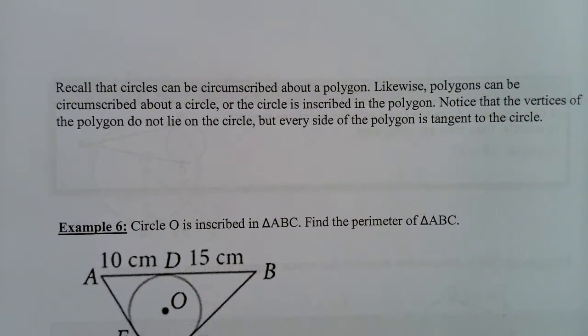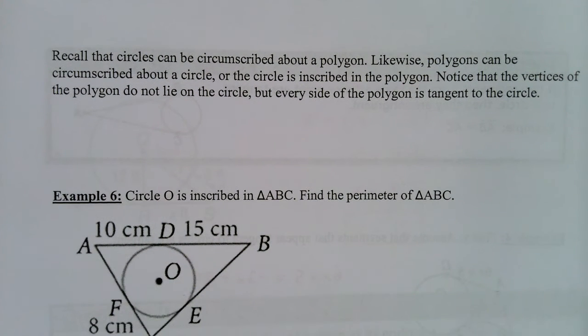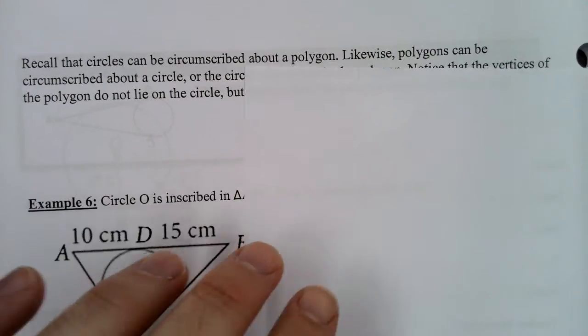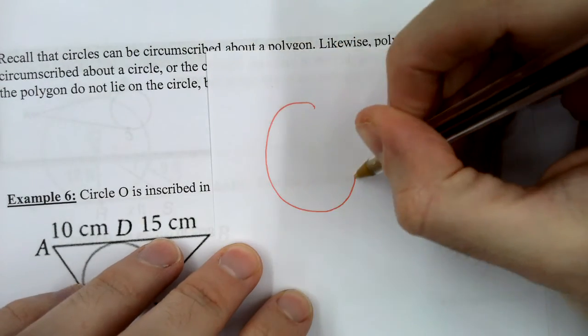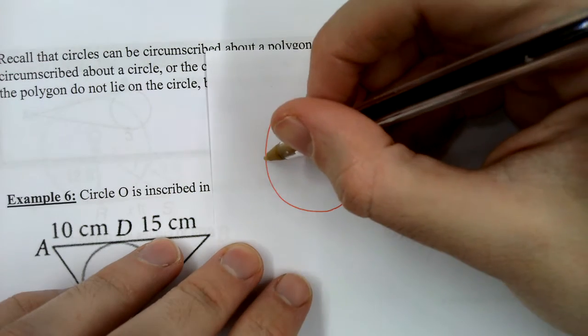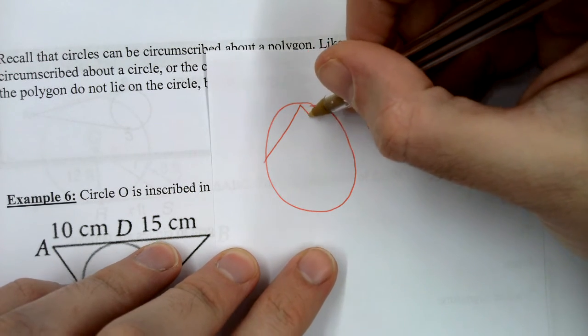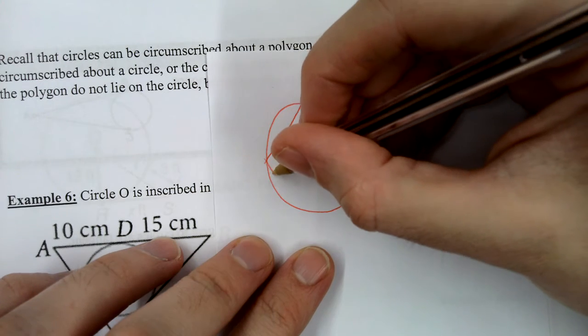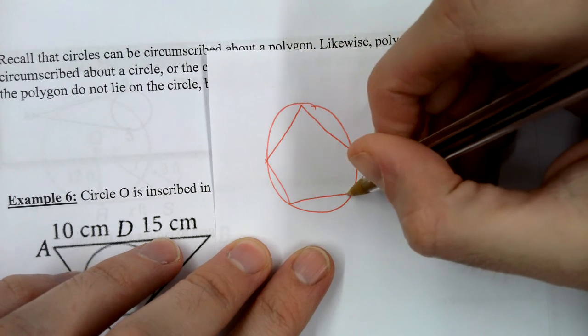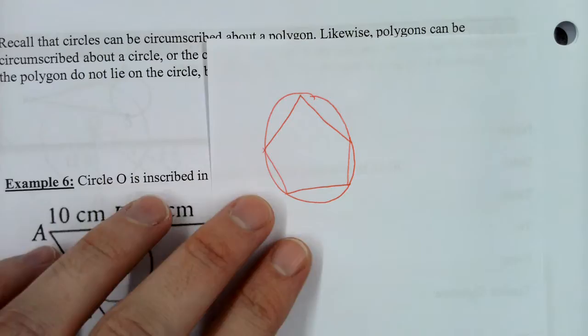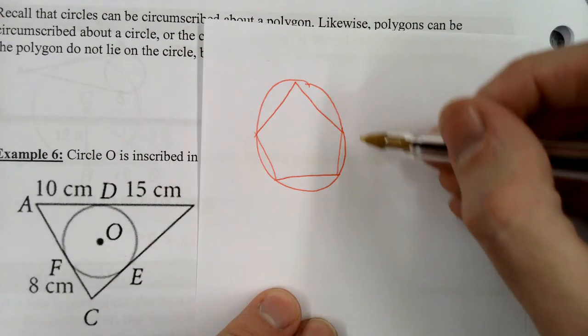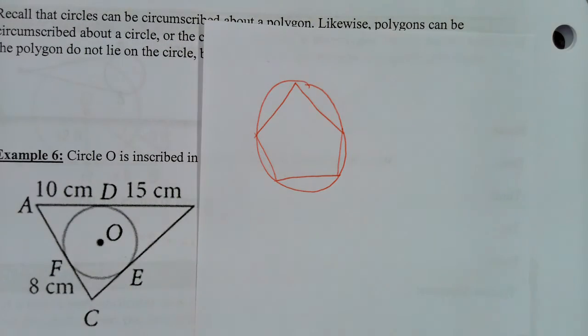Okay, so earlier in the unit, we talked about circles being circumscribed about a polygon. Just in case you forgot what that means, let's say I have a circle right here. Let's go with the pentagon. I just drew a pentagon and I drew a circle around it. That circle is said to be circumscribed about the polygon, about the pentagon in this case.